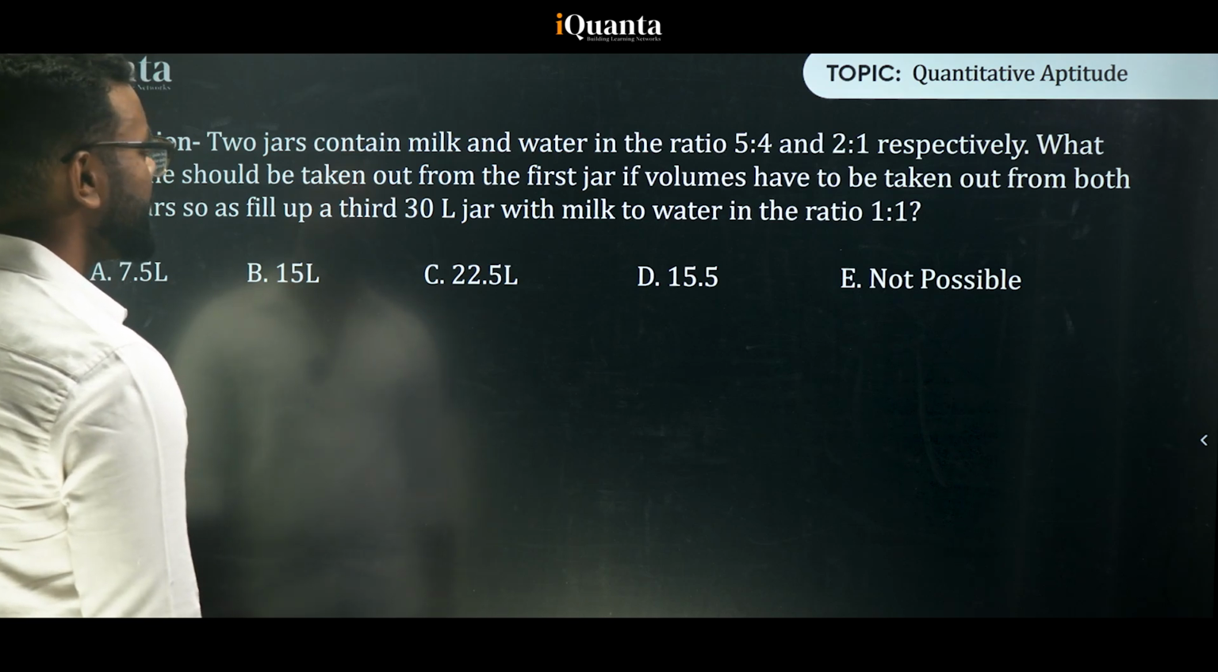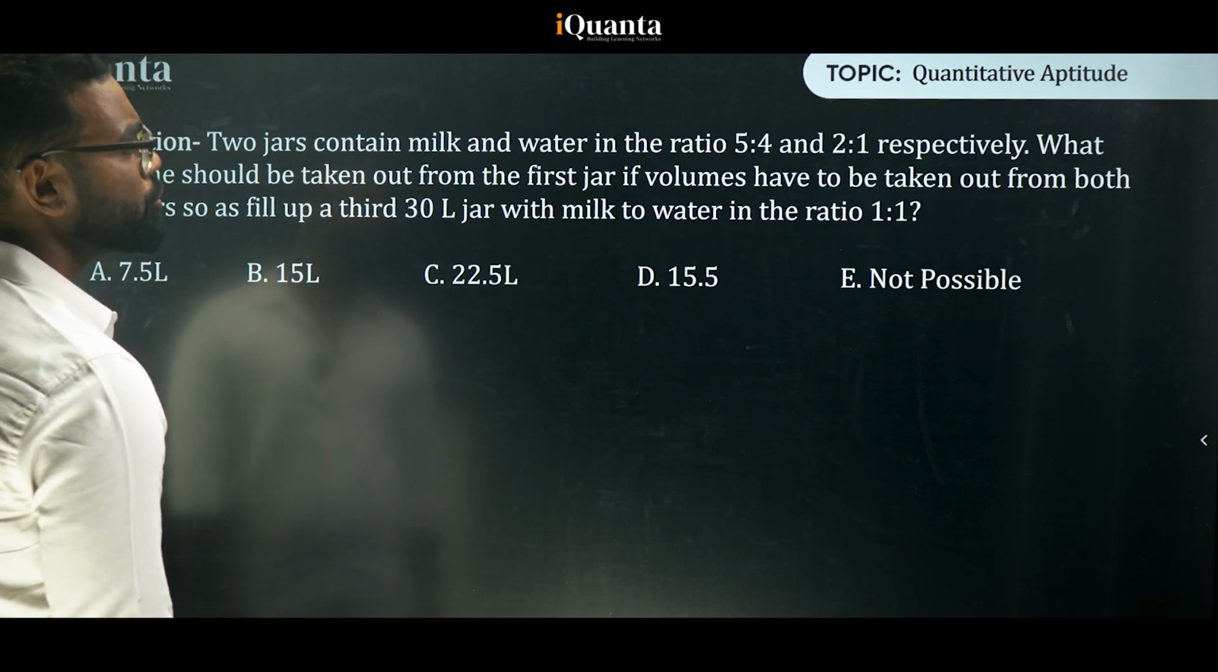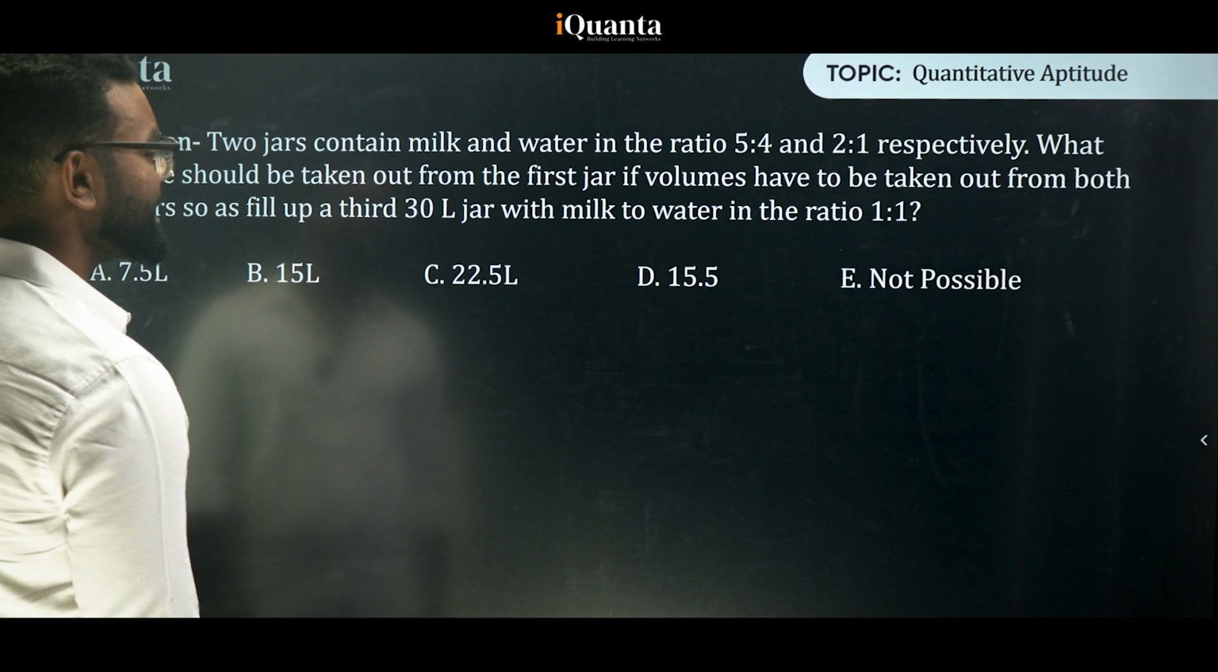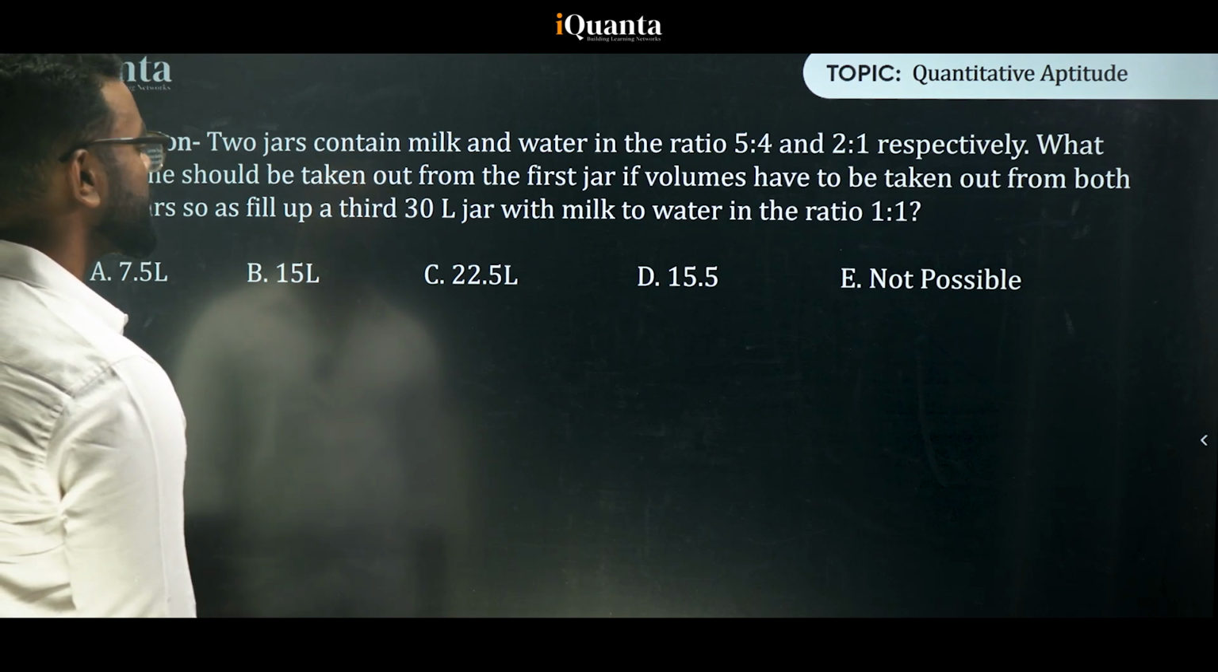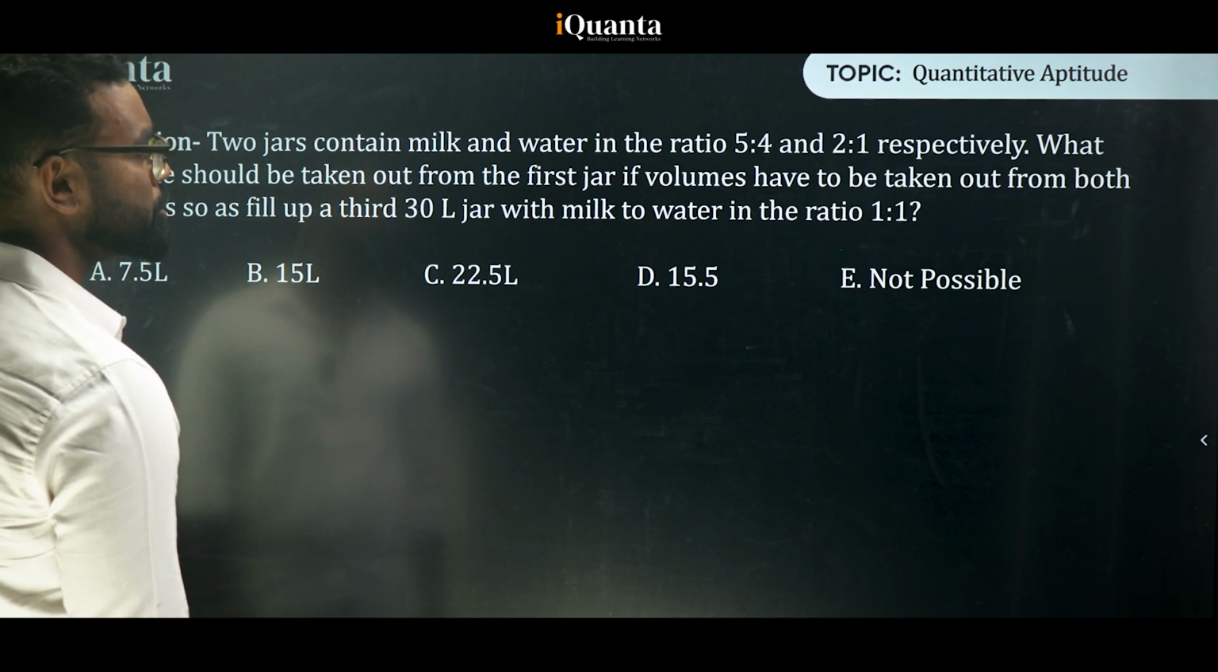Now, 2 jars contain milk and water in the ratio 5:4 and 2:1 respectively. What volume should be taken out from the first jar if volume has to be taken out from both jars to fill up a third 30-liter jar with milk and water in the ratio 1:1?